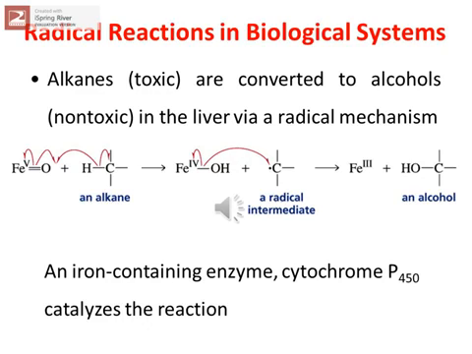Free radical mechanism is responsible for the detoxification of alkanes into alcohols. Alkanes are toxic if we compare them with alcohols, which are relatively non-toxic. This conversion of alkanes into non-toxic alcohols takes place in the liver via a free radical mechanism. An iron-containing enzyme called cytochrome P450 catalyzes this reaction. So, alkanes in living organisms are converted into relatively non-toxic alcohols in the liver with the help of the cytochrome P450 enzyme.